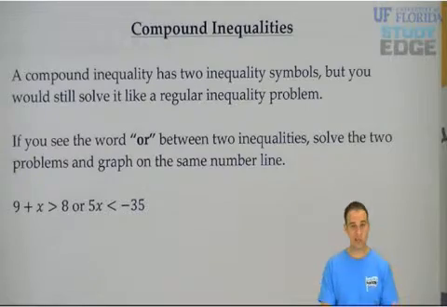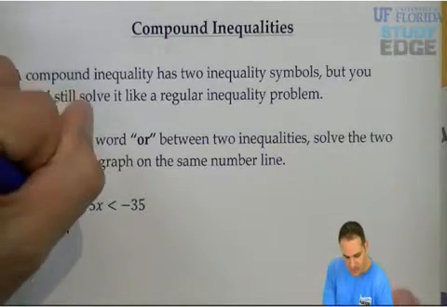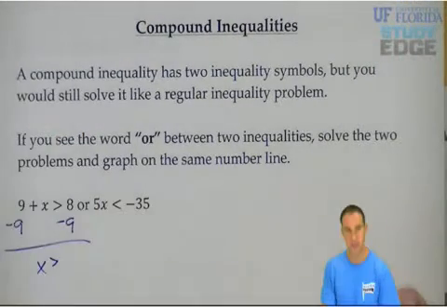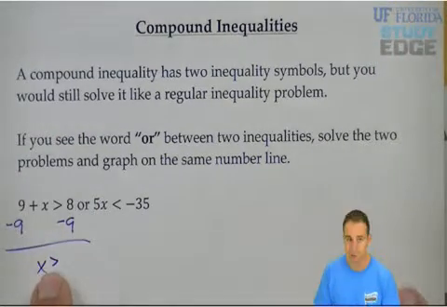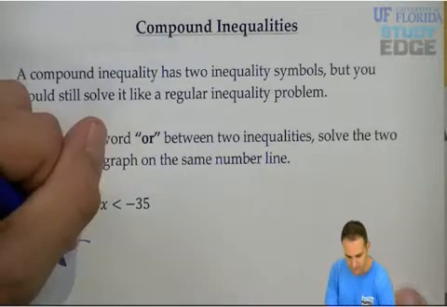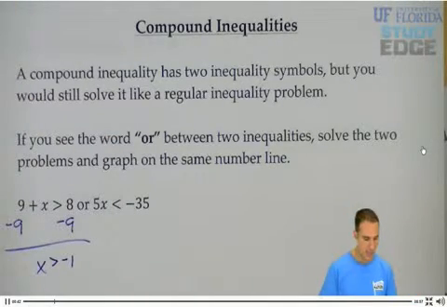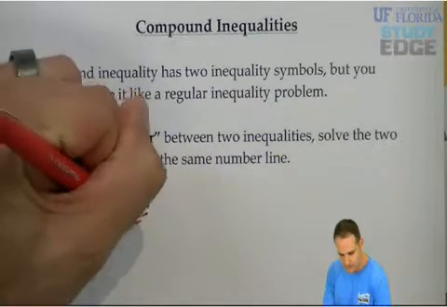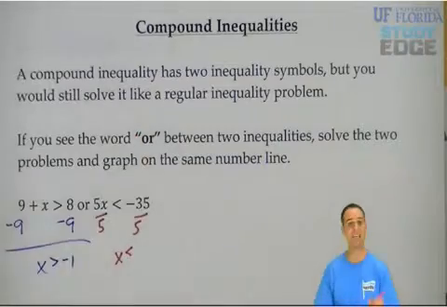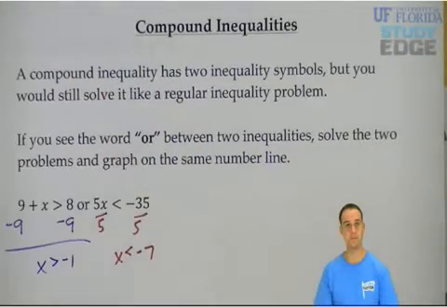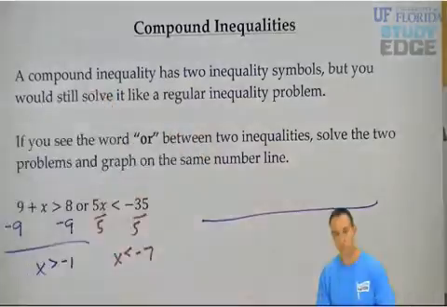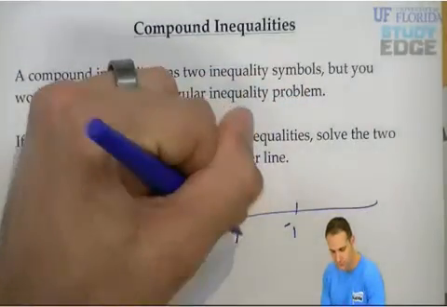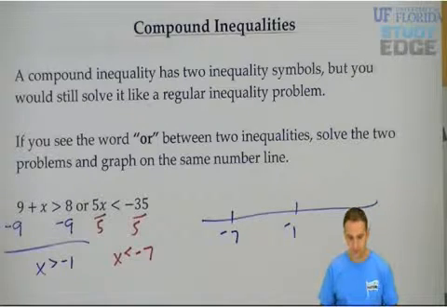To solve the inequality on the left, I just need to subtract 9 in this case. 9 minus 9 is 0, and x will be greater than, remember that x is greater than, 8 minus 9 will give me negative 1. And for this other inequality, 5 times x, I would divide both sides by 5 and get x is less than negative 7. So when I draw my number line, I have negative 1. And remember, negative 7 would be smaller, so it goes to the left.